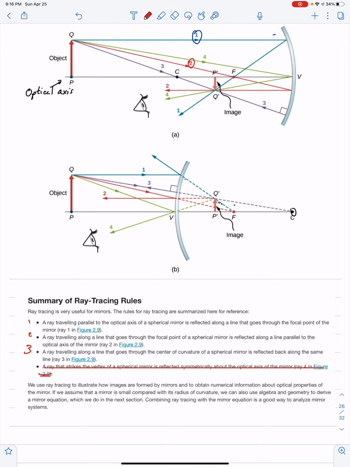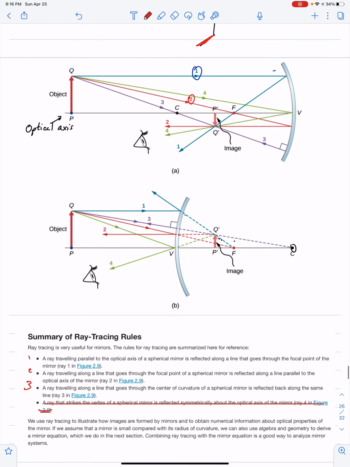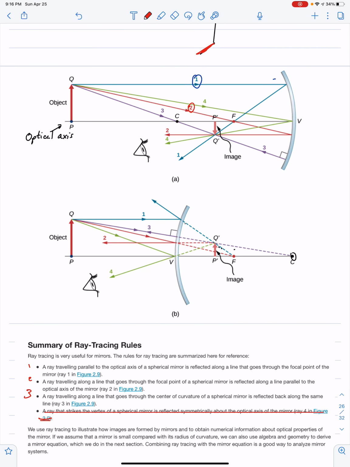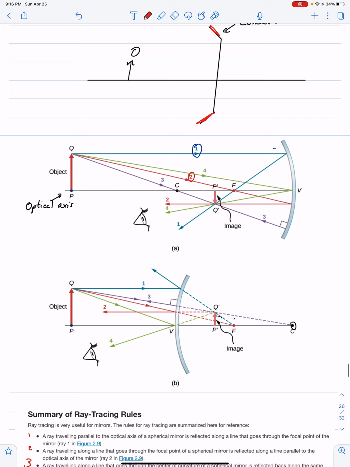So we're looking at three rays. The first one, let's read it together. A ray traveling parallel to the optical axis of the spherical mirror is reflected along a line that goes through the focal point of the mirror. Okay, so looking first at the actual concave. This is a concave mirror.